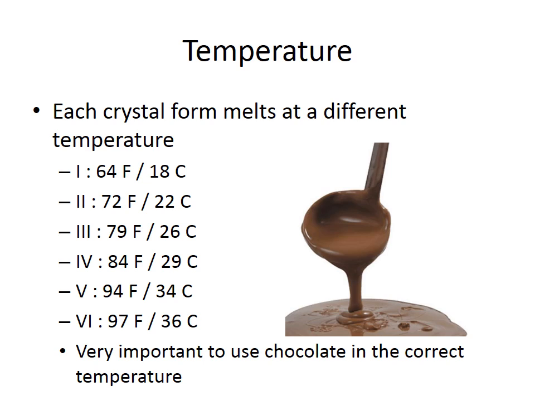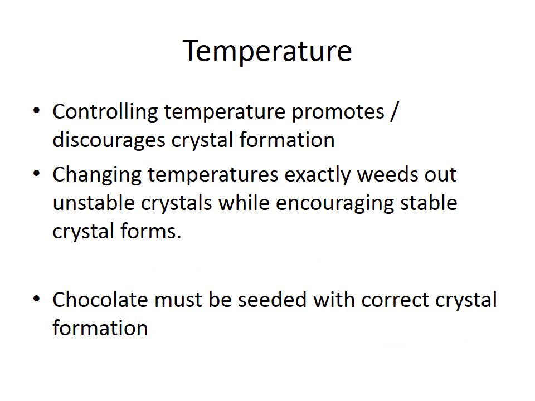Okay, now chocolate is going to take whichever form is most convenient for it at the time. So in order to get a strong, stable chocolate, we really have to work to make sure it forms that form 5 crystal. Okay, so controlling the temperature promotes or discourages crystal formation. If we keep chocolate warm but not too warm, we can promote the growth of the type of crystal that we want, which is the form 5. So when we change those temperatures, basically what we're doing is we're weeding out the unstable crystals.